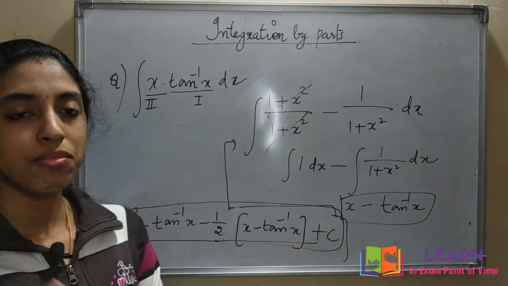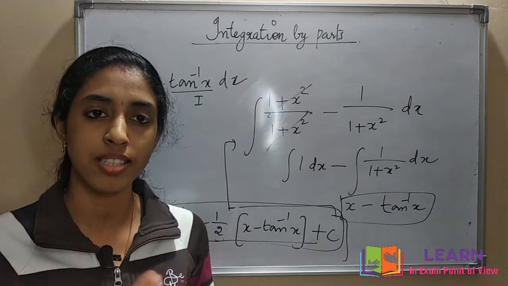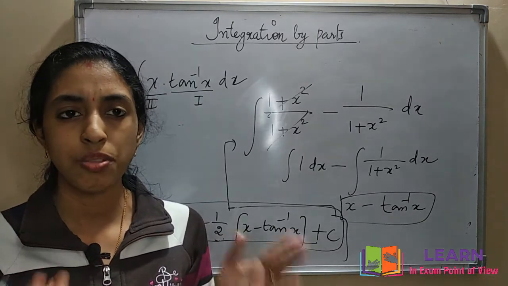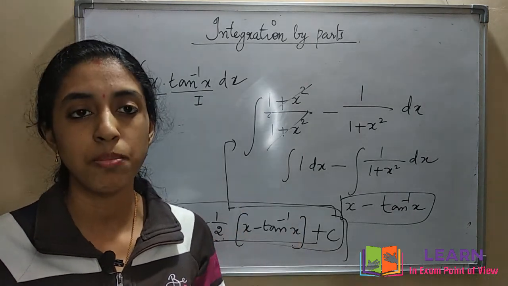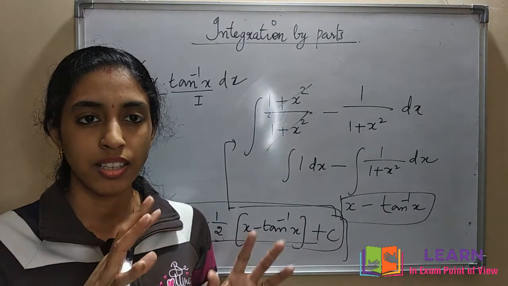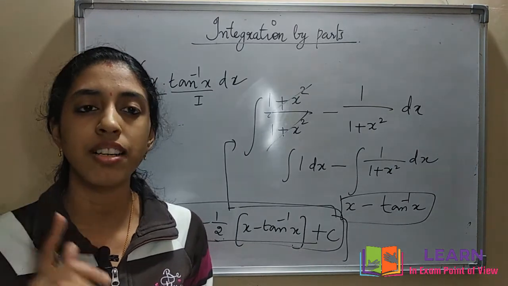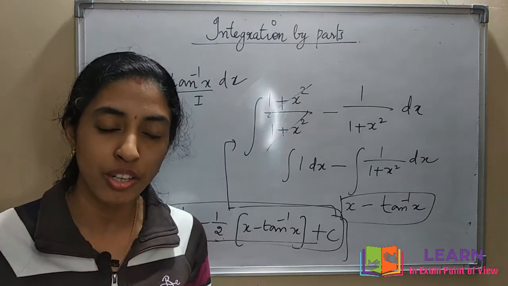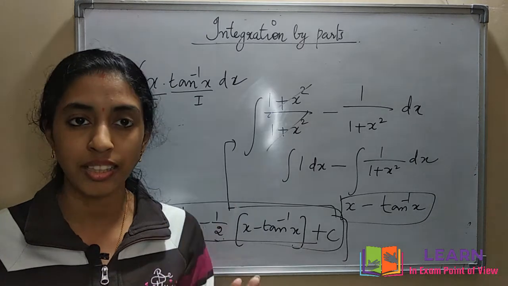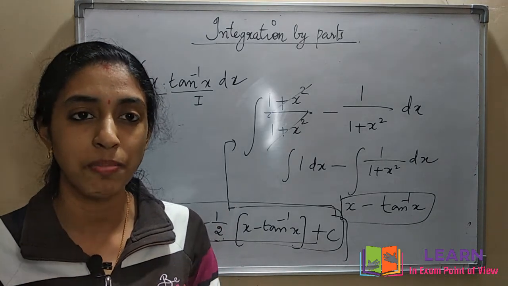Keep in mind, if x is along with sin x, cos x, sin 3x, you can use x as the first term because it is easier to solve. If you take sin x, cos x as first, the steps will become more complicated. And if a logarithmic function or inverse trigonometric function is coming, take that as the first term, then integrate by parts.